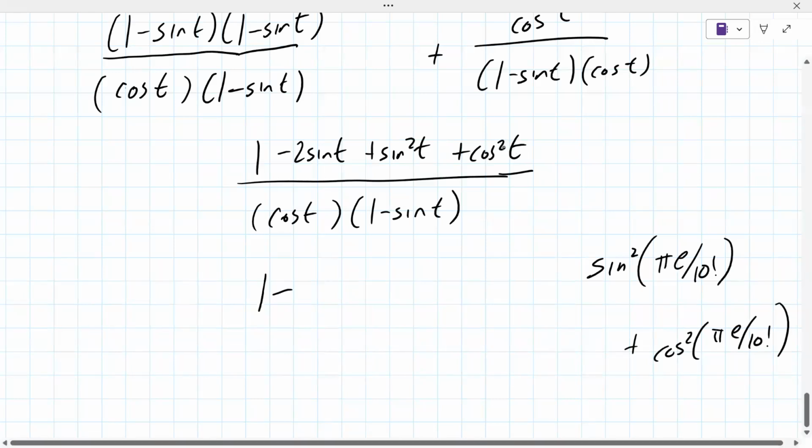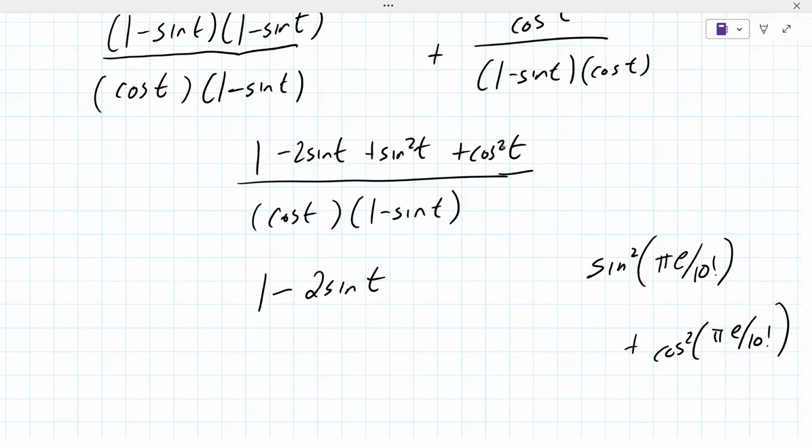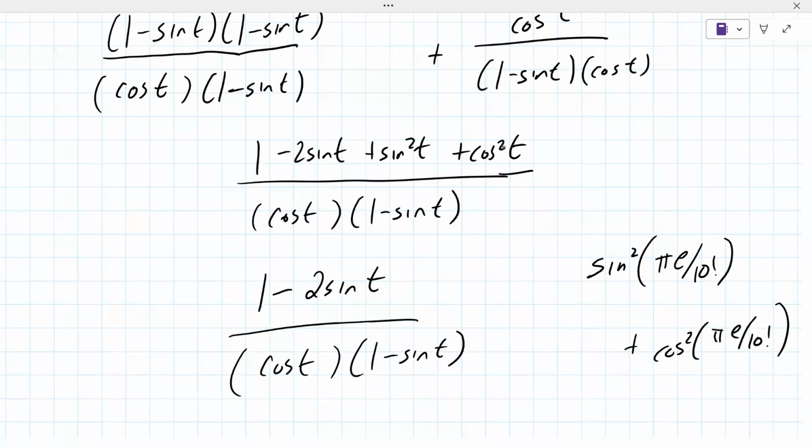So this becomes 1 minus 2 sine t over, wow, this didn't really work out that nicely. Maybe I missed something here. Sorry, I am tired. I don't know if I missed something. This didn't work out very nicely.